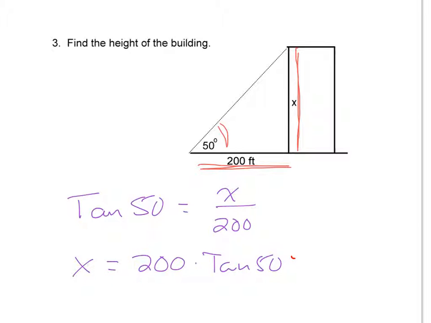Now we whip out our calcs, and I'm going to type in tan 50 times 200, and I get 238.35. So I know that x, or my height of my building, is 238.35 feet.